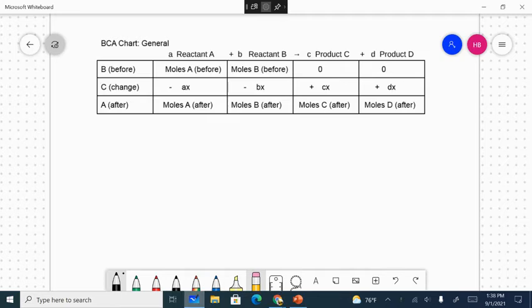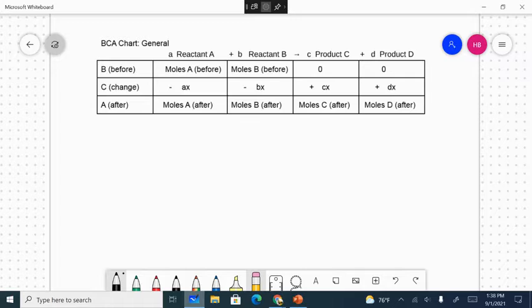Okay, so this is the same general BCA chart that I handed out to you with your stoich mole map. So remember, BCA stands for before, change, after. We just have to make sure that the moles before, if you're given mass, you have to change it to moles using the molar mass. Remember, to change grams to moles, you divide by the molar mass.